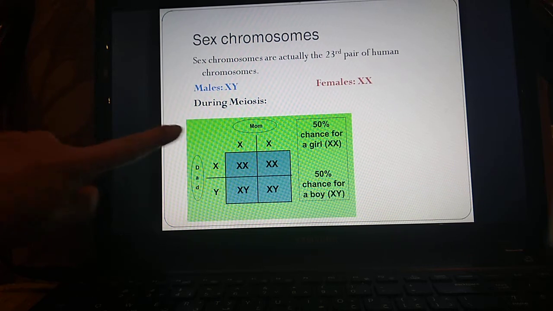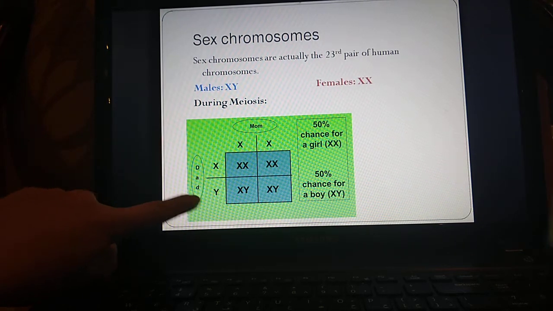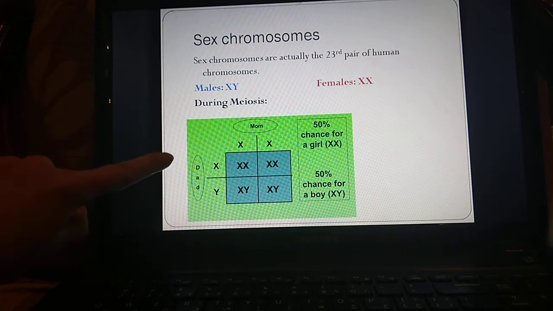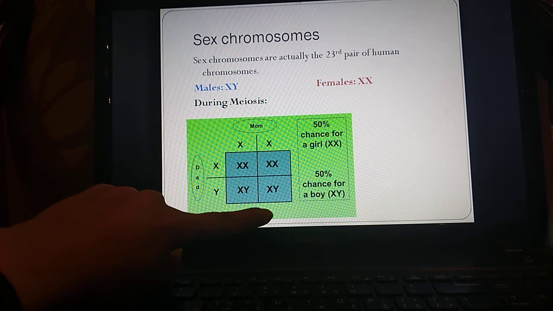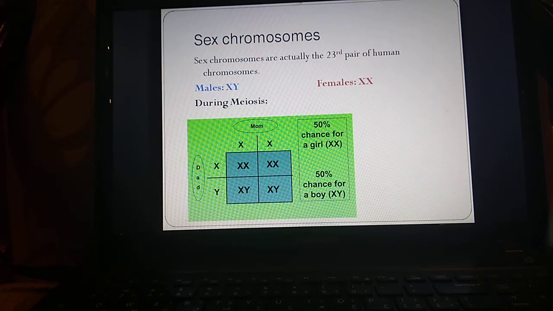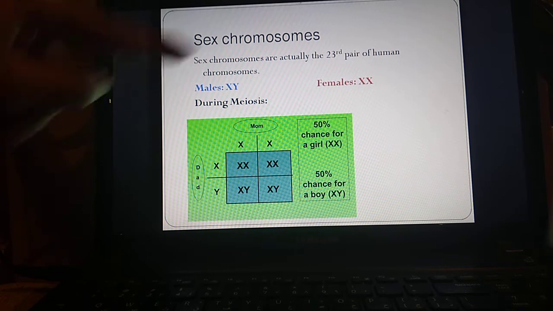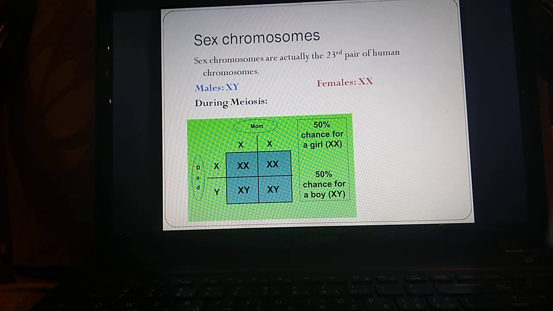The mom again is XX, the dad is XY. Using the Punnett square, on top you have XX, on the right we have XX, down here is XY and here is XY. So, as a summary, in two boxes we can see XX and in two boxes we can see XY. Now each XX means a female and each XY means a male, a baby boy. So the probability for having a girl is 50% and the probability of having a boy is also 50%.